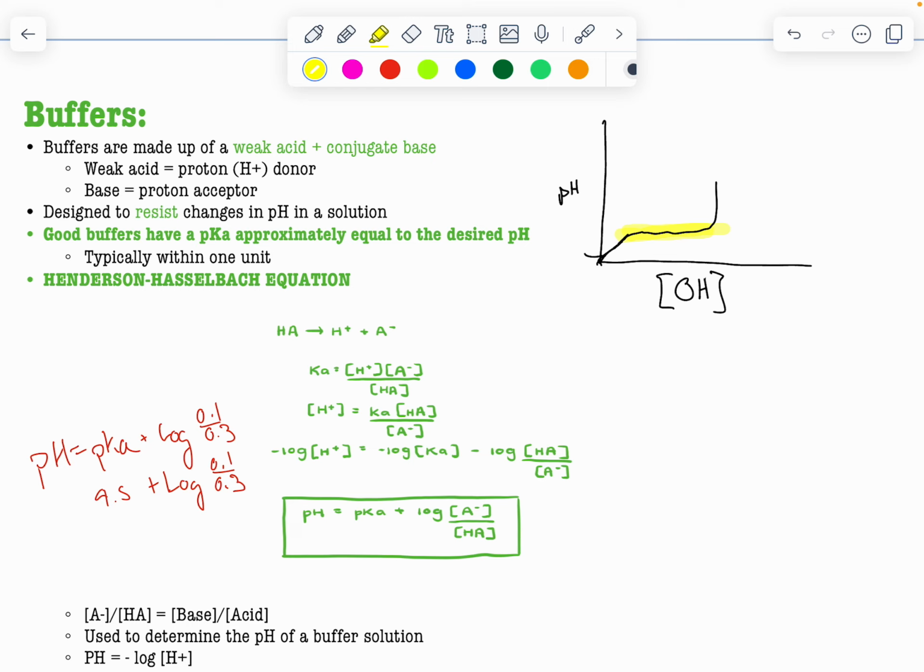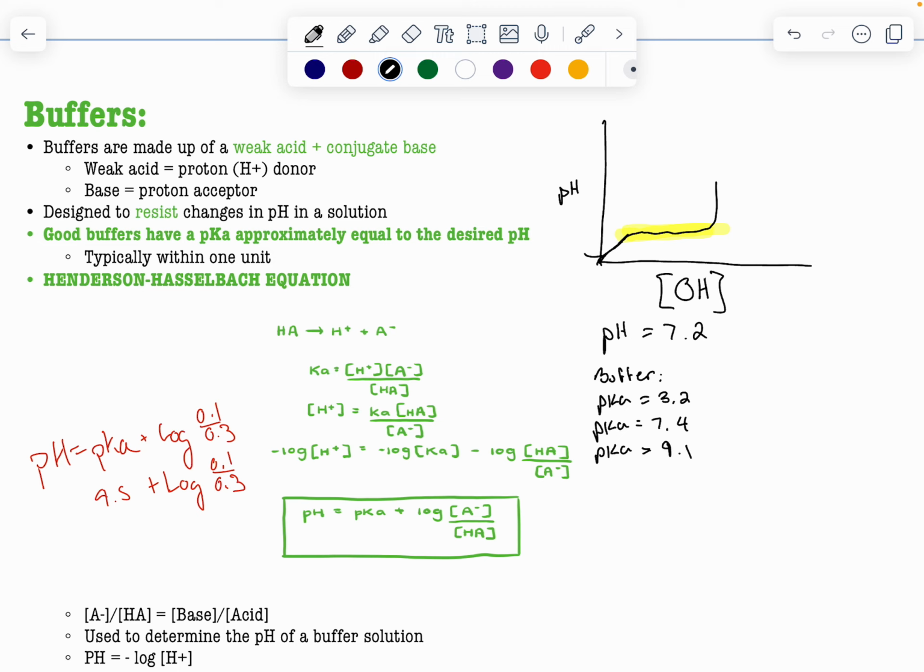Good buffers have a pKa approximately equal to the desired pH. So let's say we have a solution with a pH of, let's just go 7.2. Keep it neutral. And we want to add a buffer to resist pH change for that solution. And let's say we have a couple options. I'll make a little buffer list right here. We have a buffer that has a pKa around 3.2, a pKa around, let's go 7.4, and a pKa around, I don't know, let's go 9.1.